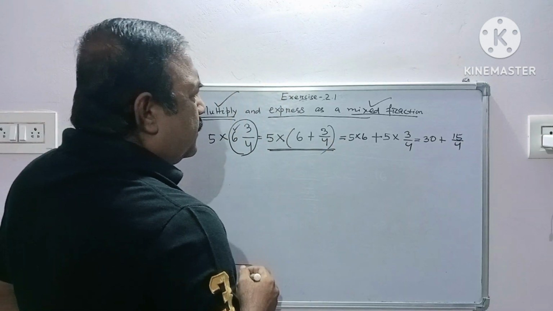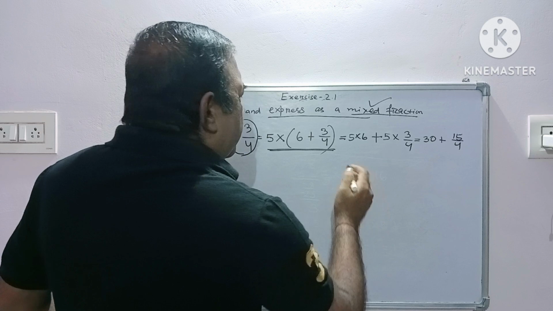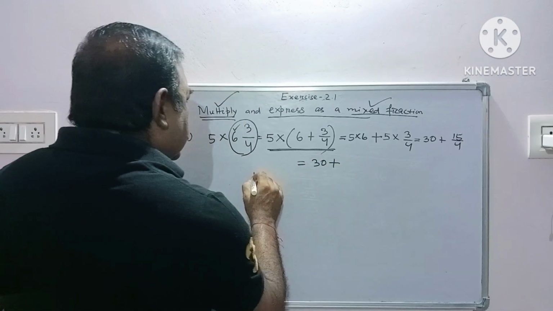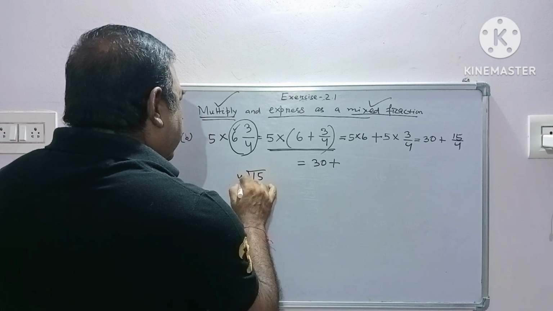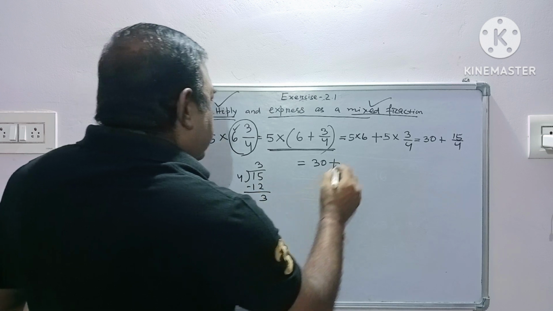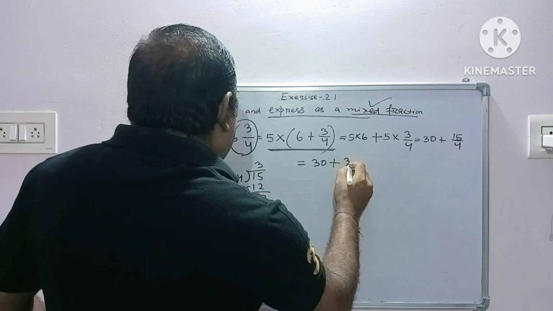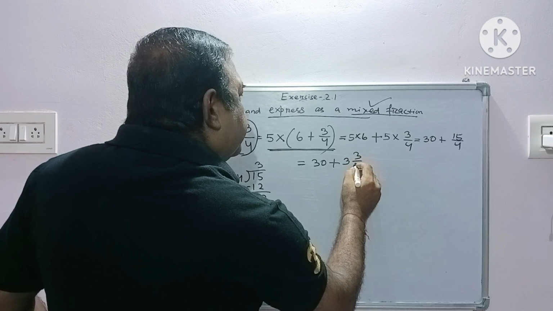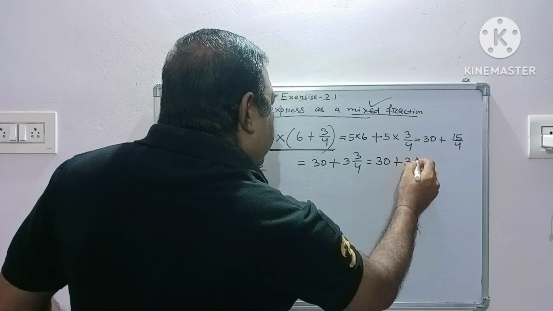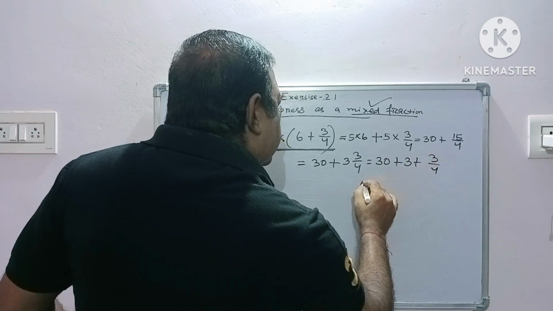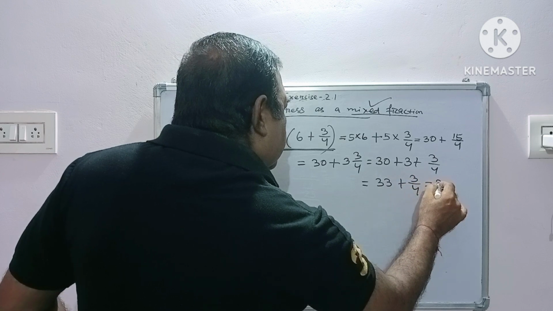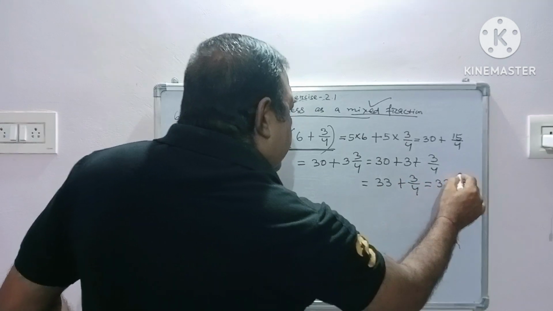So if it is 15 upon 4, you may do like this: that is equal to 30 plus, you divide 15 by 4. 4 3s are 12, remainder 3. So 3 whole number and 3 upon 4, that is equal to 30 plus 3 upon 4, that is 33 plus 3 upon 4, that is equal to 33 whole number and 3 upon 4.